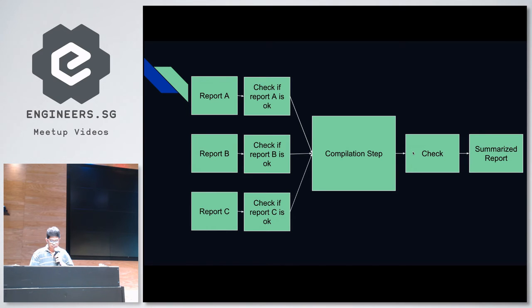So what we could possibly do is we do the checks on the reports from departments A, B, and C. And once we've done the checks, we can store the state that we checked these files. And once these files are checked, we can trigger another function to run the final compilation step.